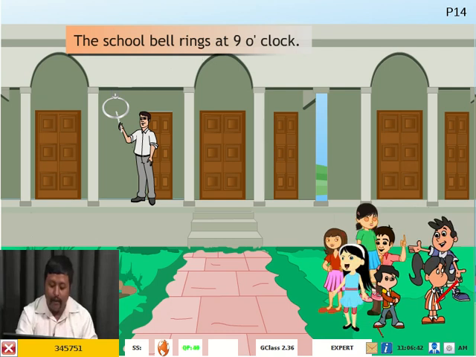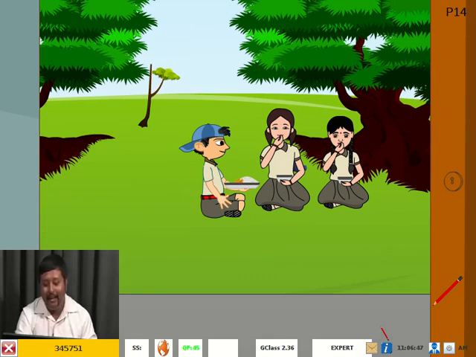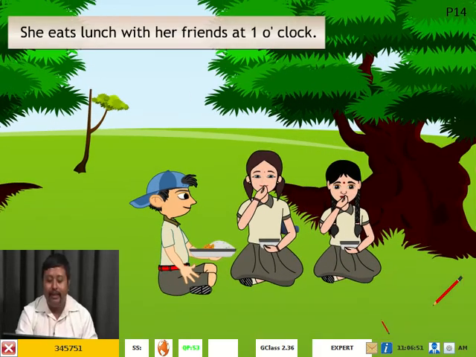Okay? Now, moving ahead. Look at the ladies. What are they doing? Probably they are having their tiffin. See, she eats lunch with her friends at 1 o'clock.